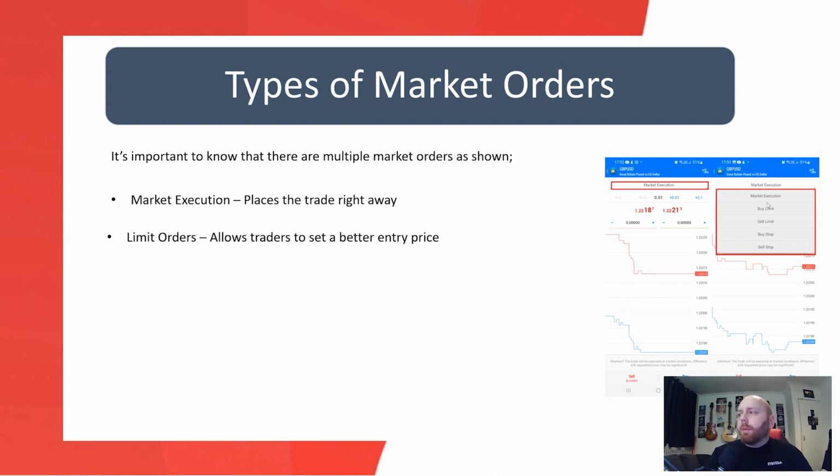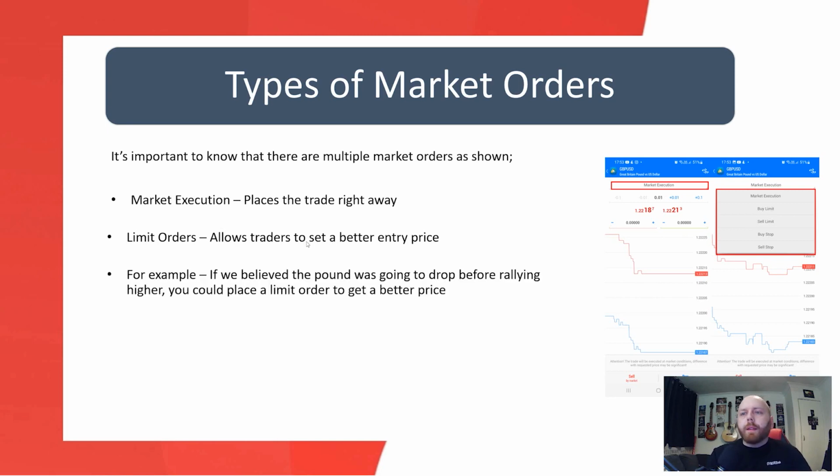Limit orders, which you can see here, we have a buy limit and a sell limit, allow traders to set a better entry price. So just to give you an example, if we believed the pound was going to drop before rallying higher, you could place a limit order to get a better price. So if you knew that the pound was going to drop further and you think, if I buy in here, then I might not make as much profit, you can set it up on here.